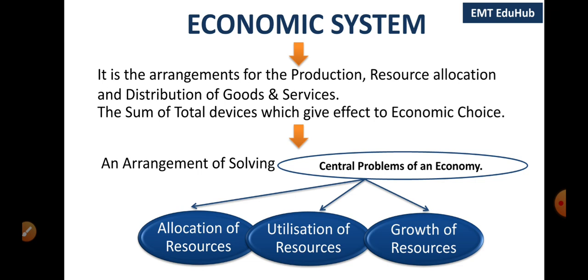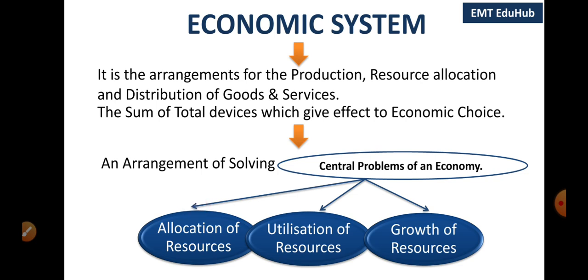Or, in other words, we can say that it is the sum total of devices which give effect to economic choice. It is an arrangement of solving central problem of an economy. Now, what are the central problems of an economy? First, allocation of resources.